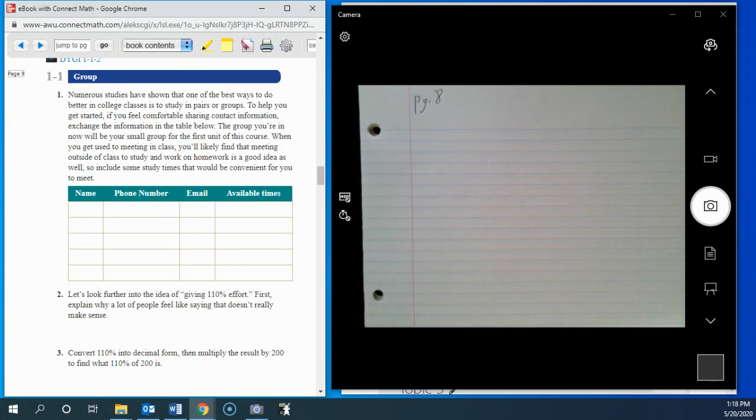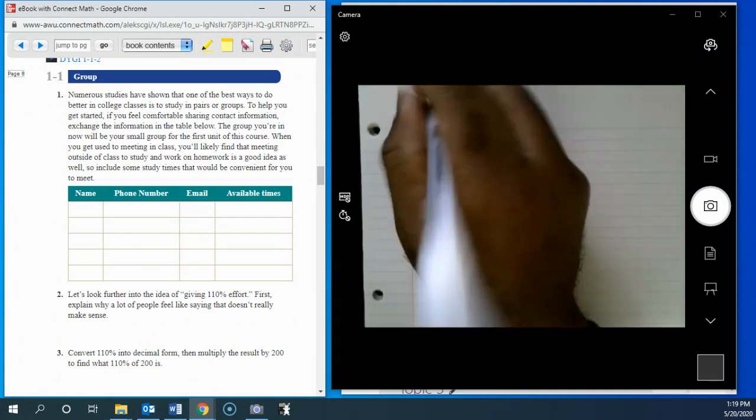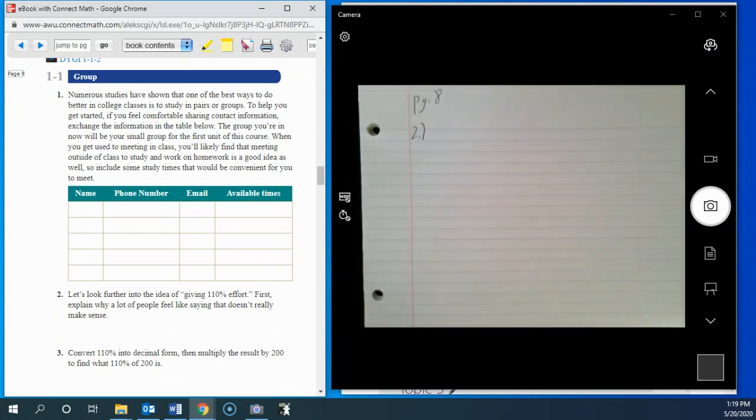Okay, now, number 2, it says, let's look further into the idea of giving 110% effort. First, explain why a lot of people feel like saying that doesn't really make sense. Okay, so the reason why that doesn't really make sense, or do you all have an idea why that doesn't make sense to a lot of people?